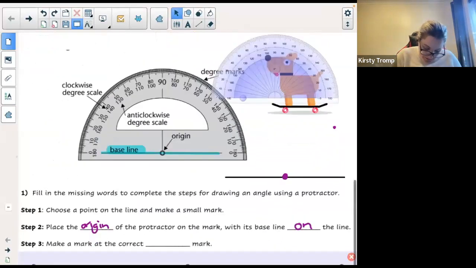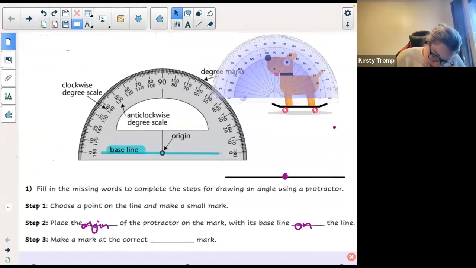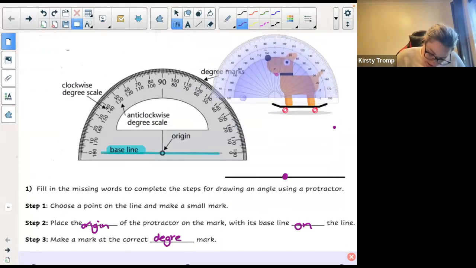It says, make a mark at the correct degree mark, okay? So let's see what some people have said here. They have said, is it important for it to be accurate? Yes, guys, it's very important for it to be accurate. Okay, it must be accurate.